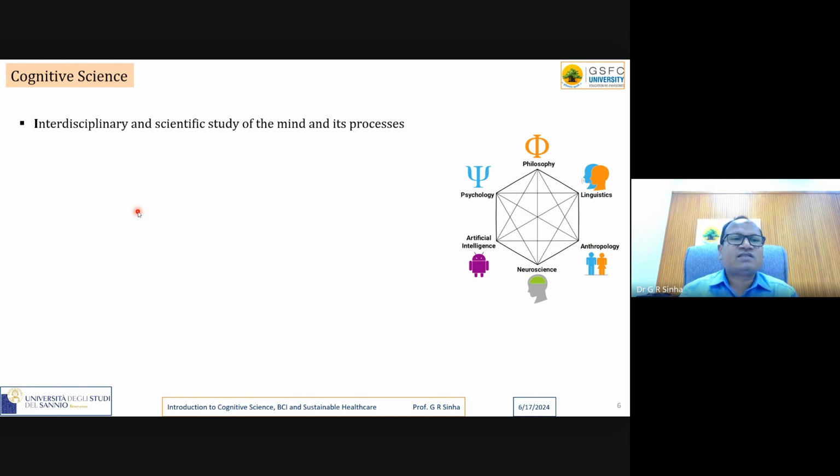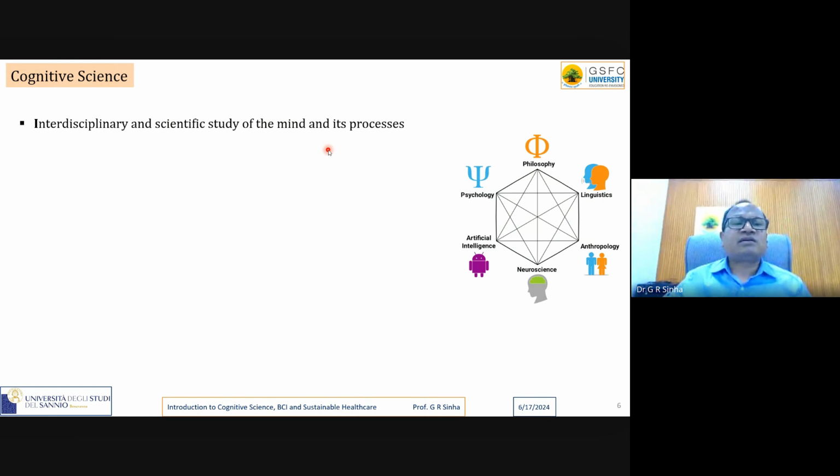So what is cognitive science? It's an interdisciplinary and scientific study. Remember, you can't say that the brain cannot be studied scientifically. The brain can be studied using scientific approaches, scientific techniques, in a scientific manner. Therefore, cognitive science is a study of mind carried out in a scientific manner, and the processes involved in the mind can also be studied. That interdisciplinary study is called cognitive science.